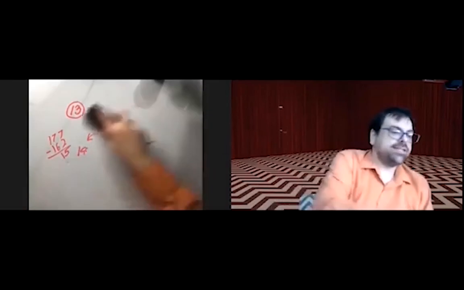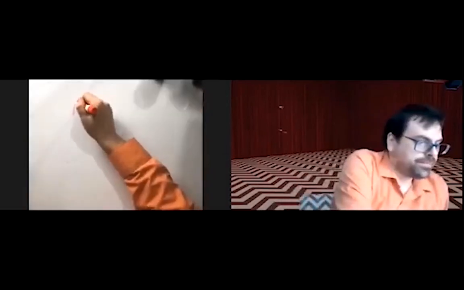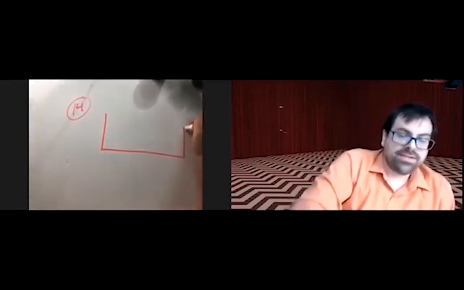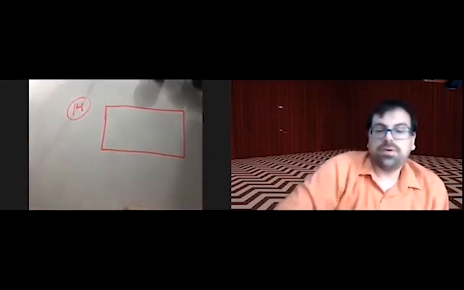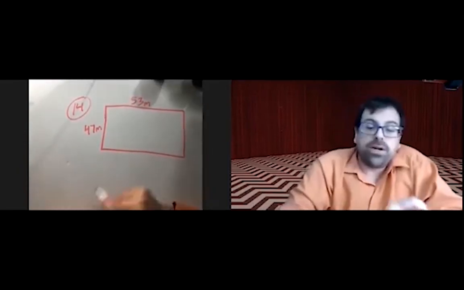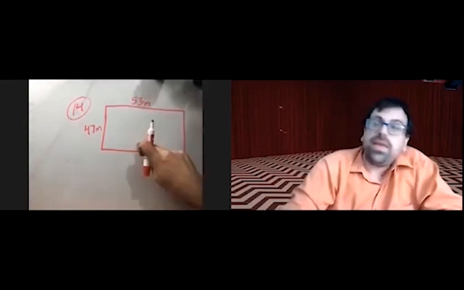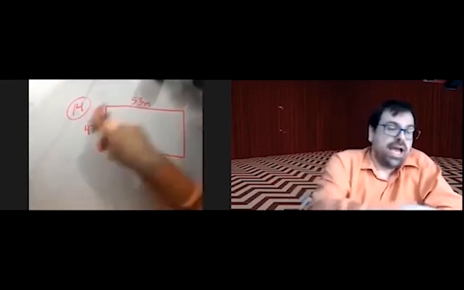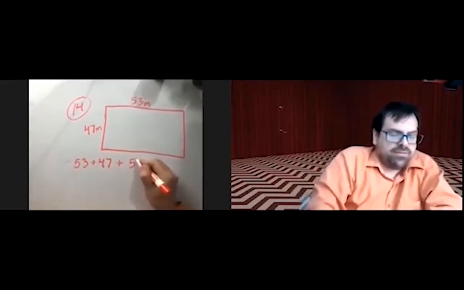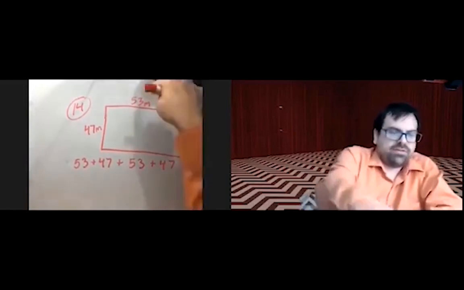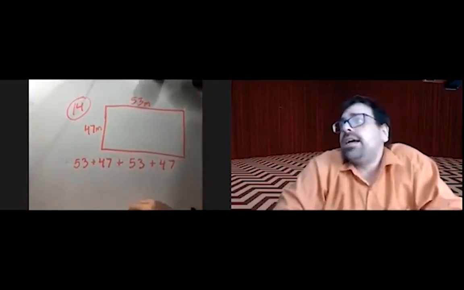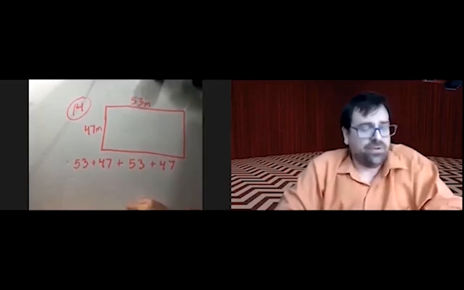Number 14 asks us to find the perimeter. And we know that the perimeter means distance around. The perimeter of a rectangle, we add all the sides. This is what we're given, but we know that means there's another 47 here and another 53 here. So if we're adding up all the sides, we would have 53 plus 47 plus 53 plus 47. Add the sides. Look at these numbers I gave you. They're beautiful.